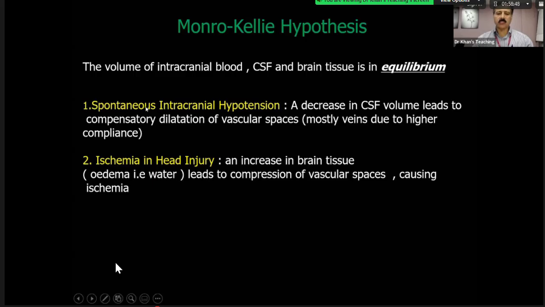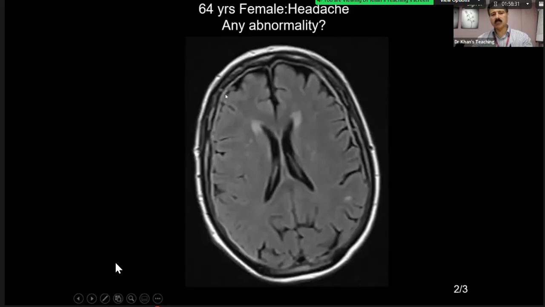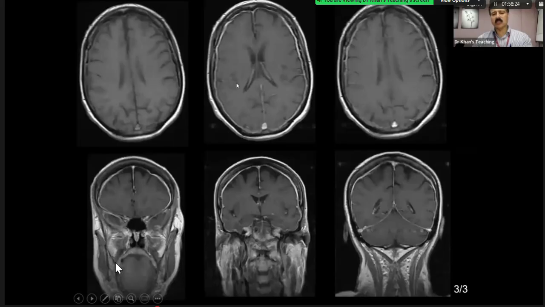Now, because the CSF has reduced, then according to this hypothesis, something has to take up its space. So what happens is that there is venous congestion. The veins get dilated. And within the dura, these are veins which are dilated, which are congested. And that is why you see this dural thickening. And when you give contrast, you will see enhancement.